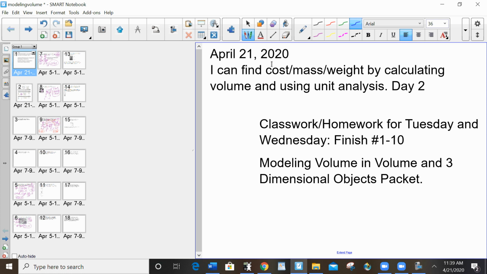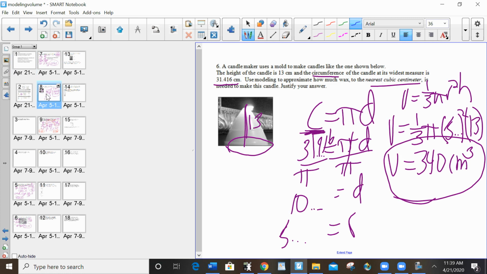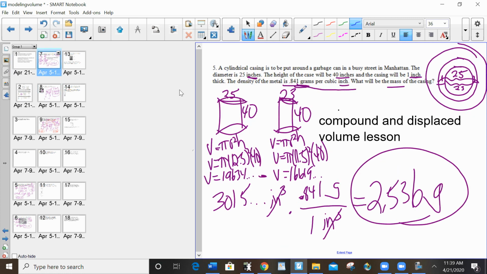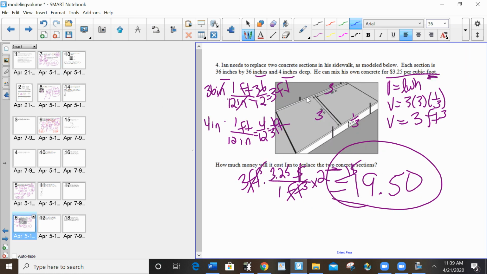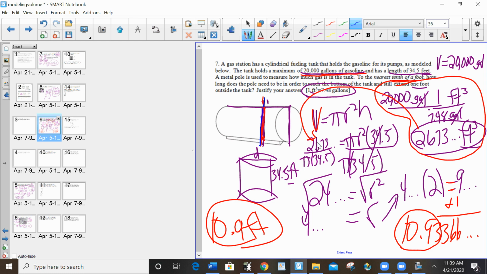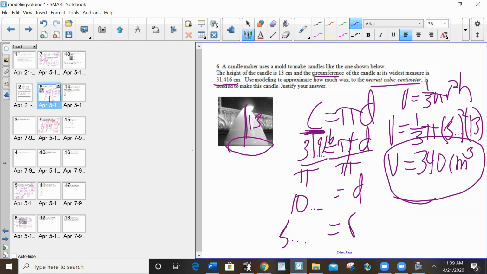Again, to find cost or mass or weight, we start by making sure the units are all good. Convert if necessary. So for example here, it wanted cubic feet. It gave us inches, so we had to do the conversions. Once you have the conversions, the unit's good, you find the volume. Once you have your volume, you use your unit analysis. And if it gives you the volume, then you sub into the volume and you do algebra to find whatever it asks for. That applied for 7, and something similar on 6.